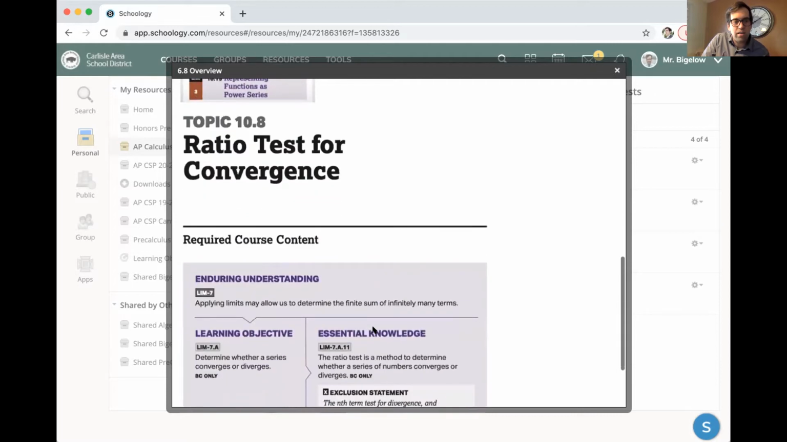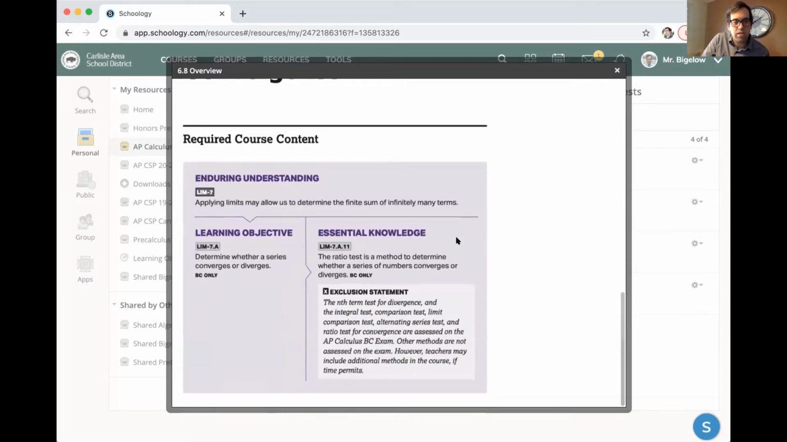But you can see the College Board defines the ratio test's essential knowledge. Here it says the ratio test is a method to determine whether a series of numbers converges or diverges. And that's like all the convergence tests. So we are going to cover it in detail. Let me switch over to the notes so we can see what the ratio test really is.